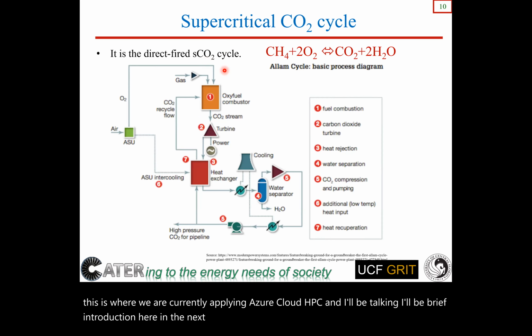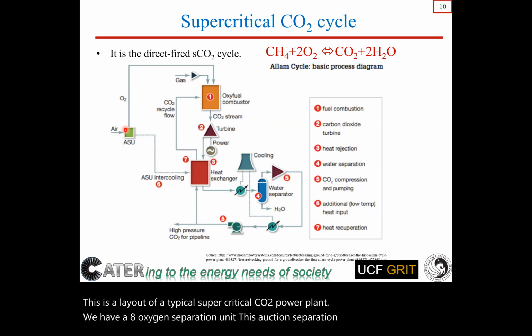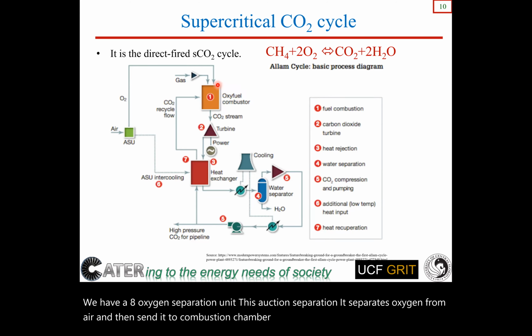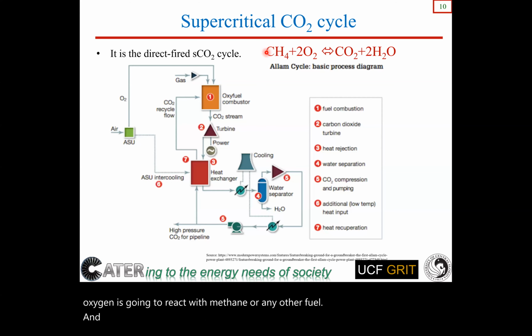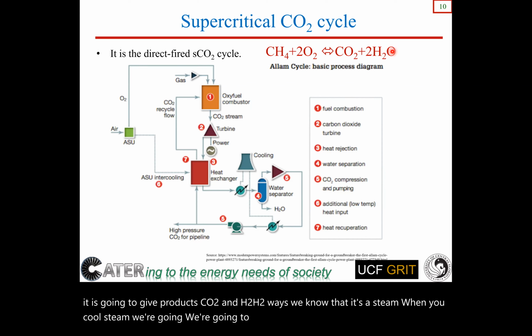So this is a layout of a typical supercritical CO2 power plant. We have an oxygen separation unit. This oxygen separation unit separates oxygen from air and then sends it to the combustion chamber. In the combustion chamber, pure oxygen is going to react with methane or any other fuel and burn. In a simple chemical equation, when pure methane and oxygen react, it gives products CO2 and H2O. H2O, we know, is steam. When you cool steam, we change its phase to liquid. So in the products, we can easily separate H2O from CO2.